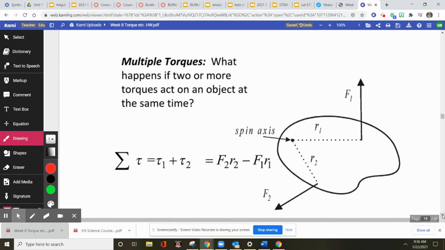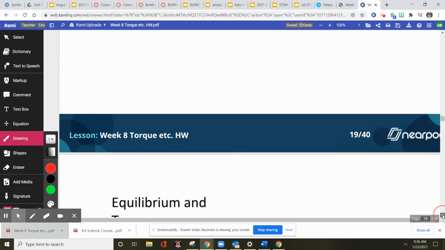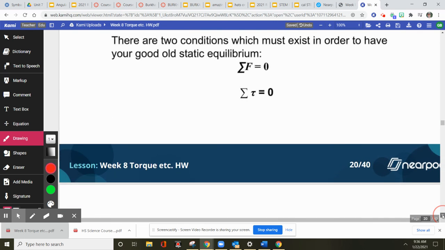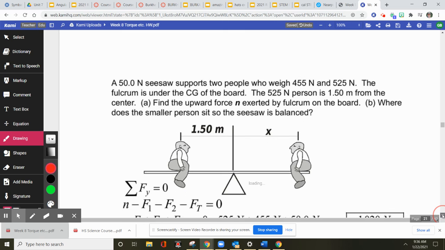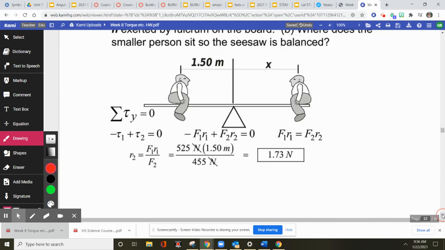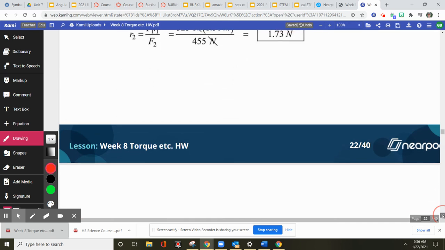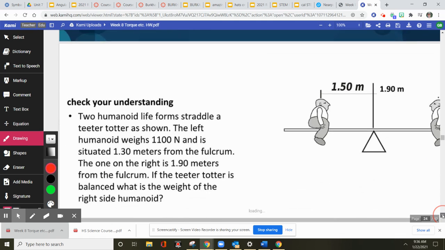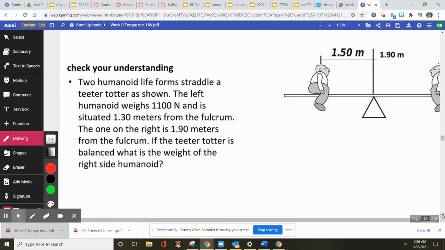Multiple torques. We talked about static equilibrium in class. We did the seesaw problem in class. We did this already. That wasn't where we left off. I guess this is where we left off. Well, we were definitely doing this in class. I remember this and this are different.